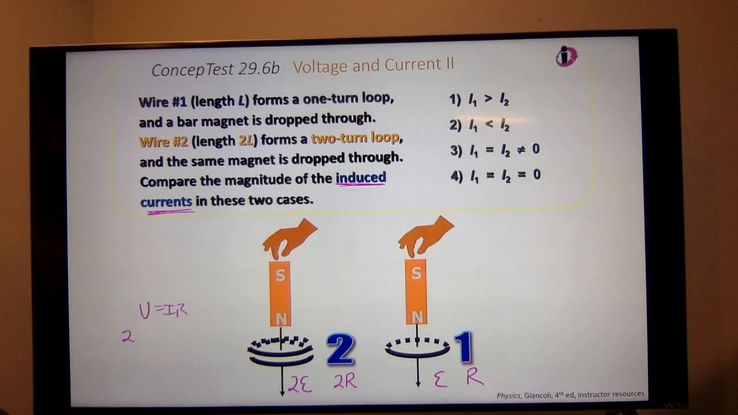This one is going to be 2 times the induced voltage equals I times 2R. And the 2's cancel, and we just get I equals that over R. And over here, I is equal to that over R. Nothing weird happened. The current is going to be non-zero, but it is going to be the same in both cases because you have twice the amount of resistance.